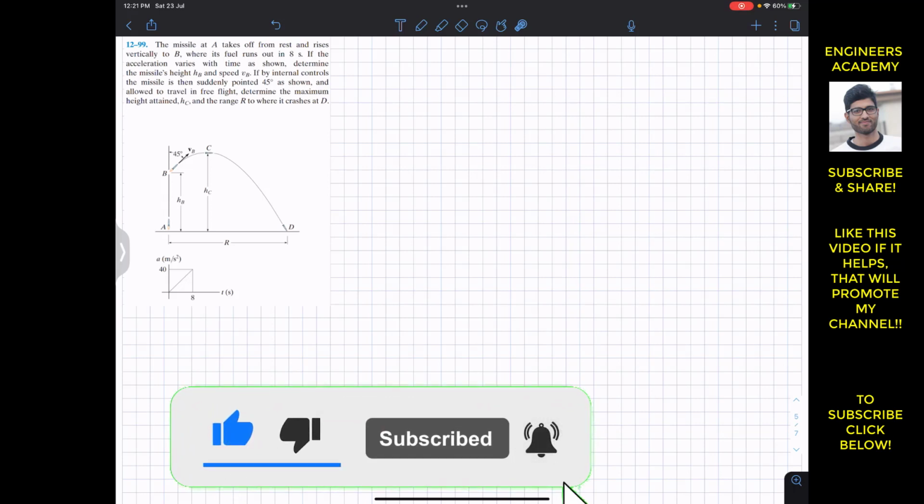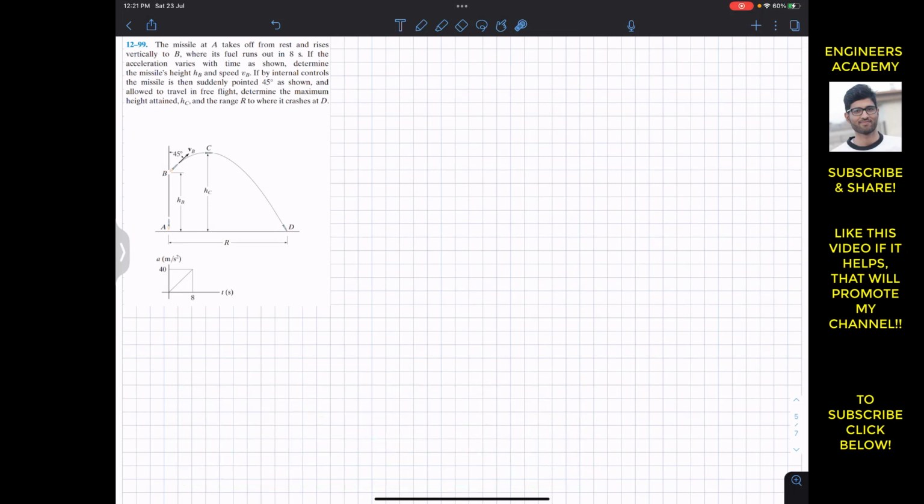Now let's solve this problem from Hibbeler dynamics, and the problem says that the missile at A takes off from rest and rises vertically to B. So we have this missile and it travels from A to B in the vertical direction, and it takes 8 seconds from A to B.